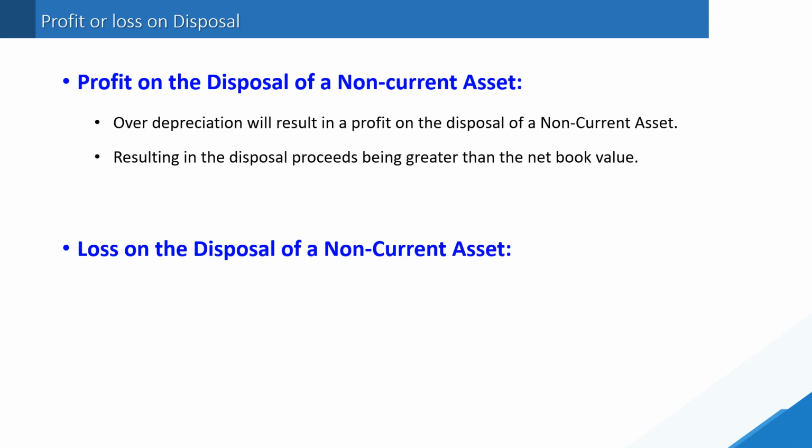So a profit on disposal is as a result of over depreciation on the non-current asset. We've been too aggressive with that depreciation during the life of the asset. And what this means is that when we've disposed of the asset, the proceeds that were realised were actually greater than the net book value. Any profit on disposal will be recognised on our statement of profit and loss as a sundry income.